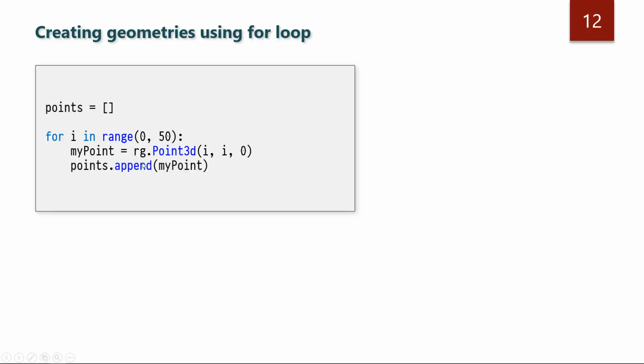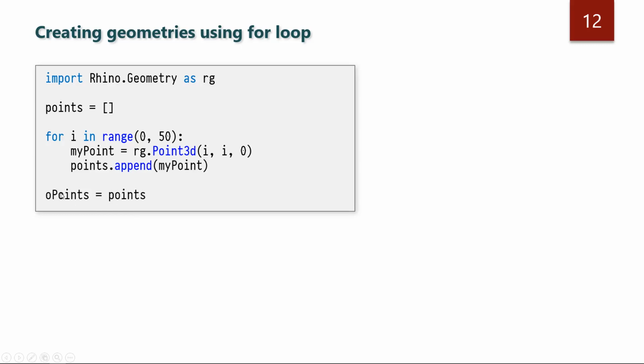So before the loop runs, we have to create an empty list first. Then we use the for loop to generate points individually and populate each point into the list points. Of course, don't forget to import. After this for loop executes 50 times and finishes, the code goes to the next line, which will output points into the output port.